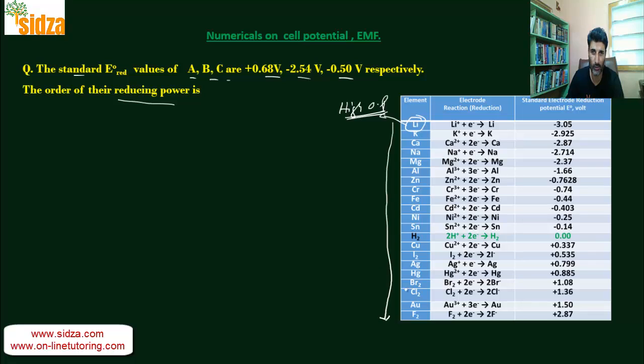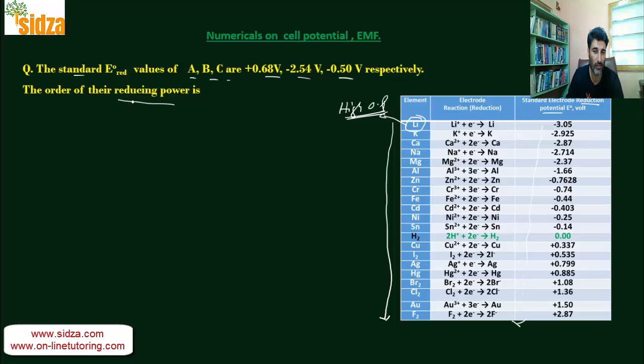And as you go down, you see that the tendency to gain the electron, the reduction potential, starts increasing. Down this series, you can see that the reduction potentials increase, which means that the tendency to gain the electron will increase. Correct? And reducing power is related to what?